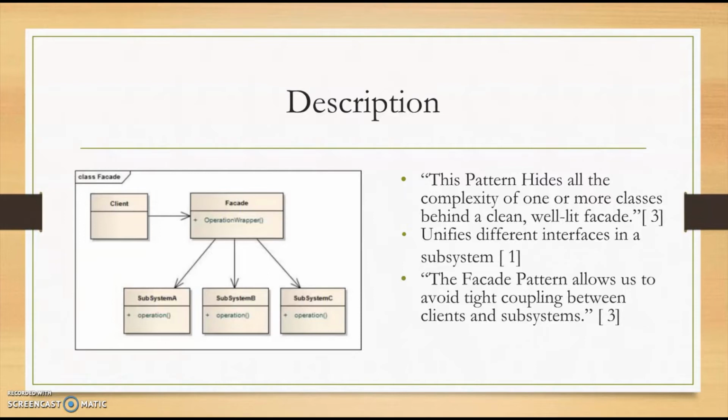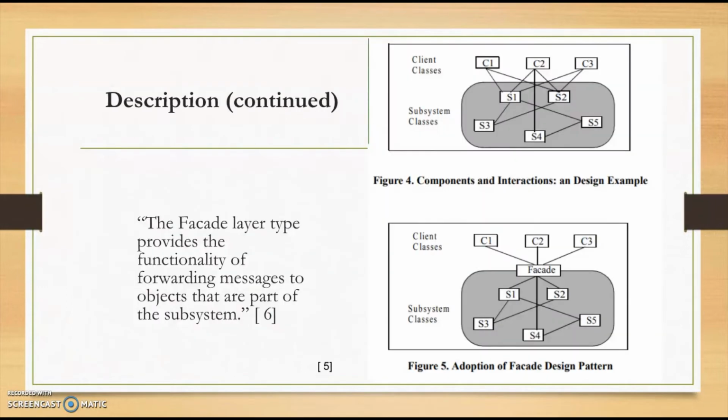The facade pattern allows us to avoid tight coupling between clients and subsystems, which is very important from a programming standpoint. We'll look more at that with an illustration on the next page. The facade layer type provides the functionality of forwarding messages to objects that are part of the subsystem. A really good illustration of this is on the right.